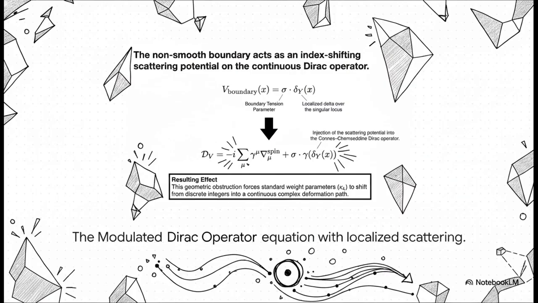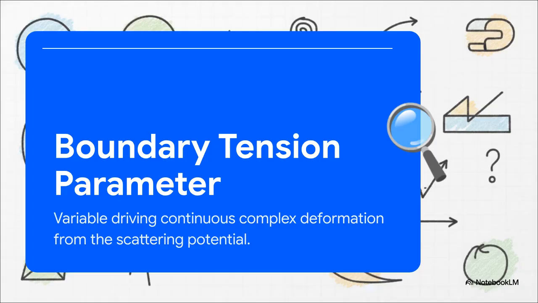The equation for D sub V demonstrates exactly how the sharp corners of our boundary inject a localized delta-like scattering potential that's entirely concentrated on the singular locus. This geometrically obstructs the continuous Dirac operator, just aggressively warping the standard weight parameters. Let's actually define the critical mathematical variable that's causing all this chaos, the boundary tension parameter, or sigma.